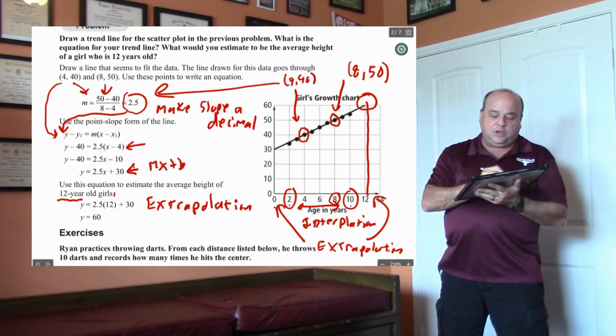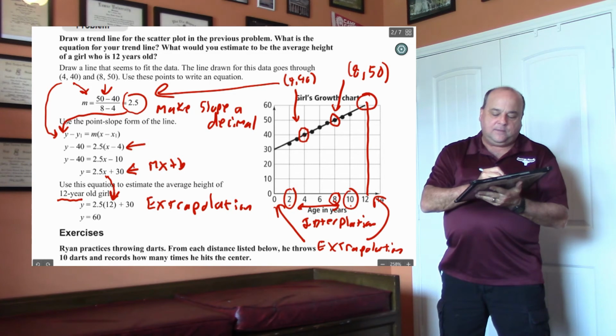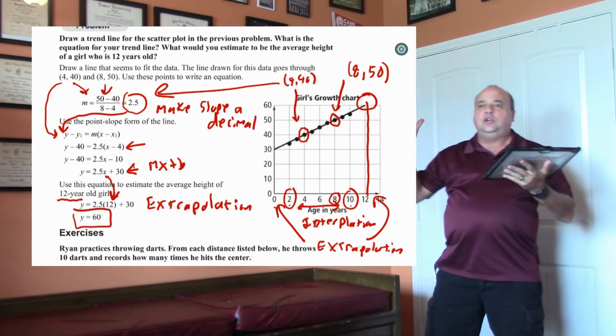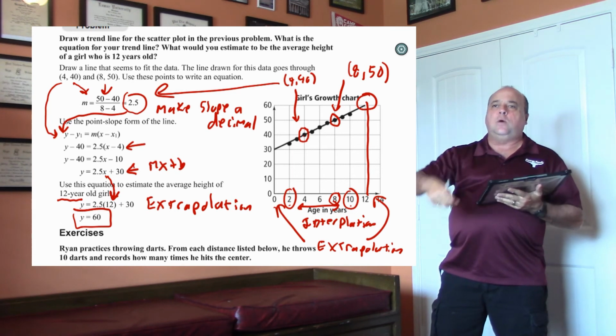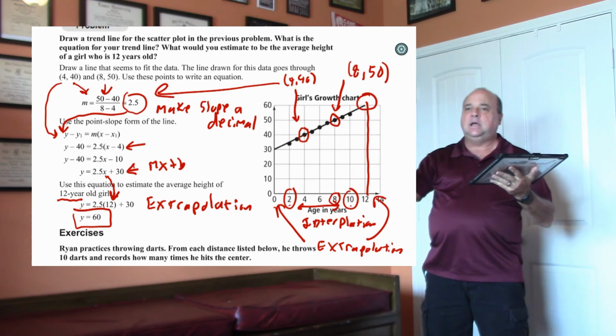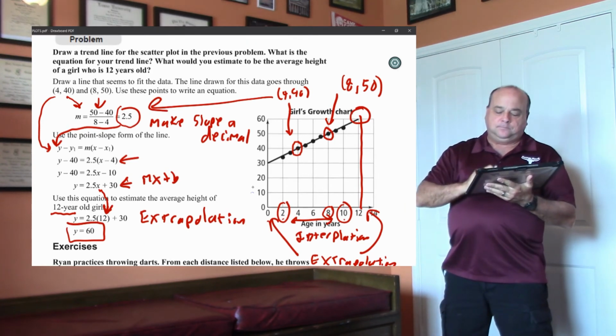So notice, if they put 12 into x, they came up with 60 inches, didn't they? So they're using this scatter plot to make an equation to predict what's going to happen to the line. Okay? Piece of cake.